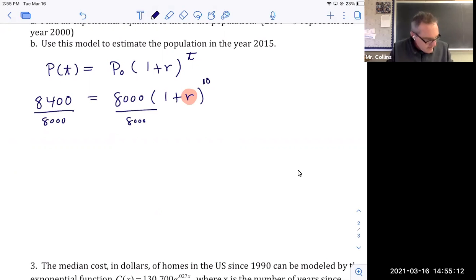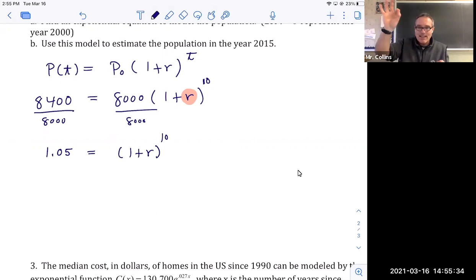So I get 8,400 divided by 8,000. This shakes out on a calculator to 1.05. It's really 21 over 20, which is 1.05. On the right, I get this 1 plus R to the 10th. Now, be careful. This is not really exponential because the variable R, what we're solving for, is down. It's not in the exponent spot. So I'm not logging both sides, despite what you think. This is a power equation.